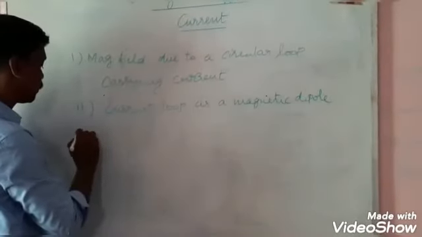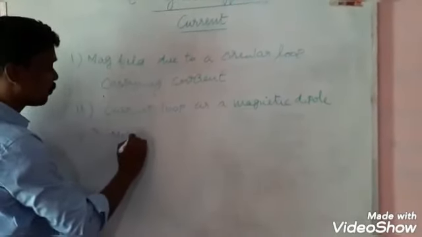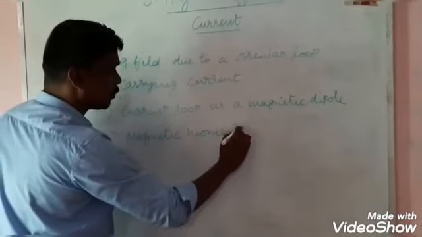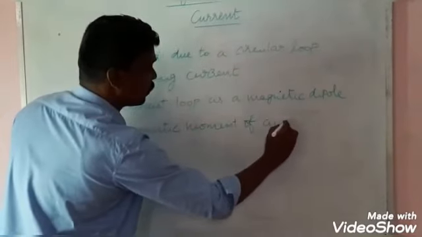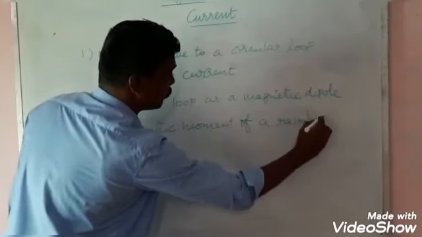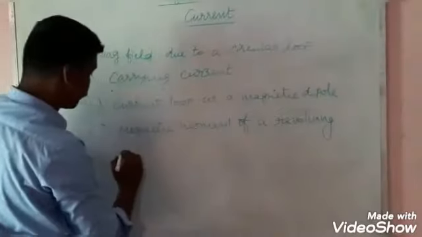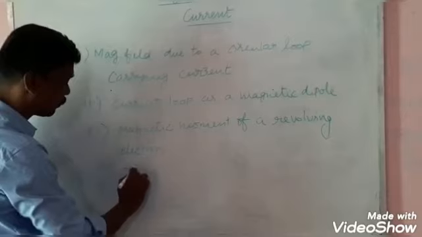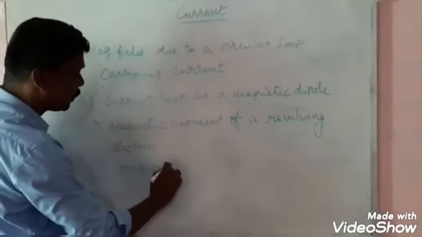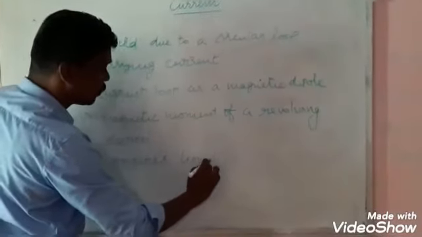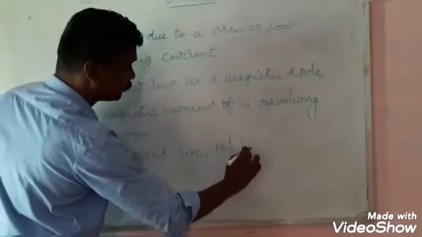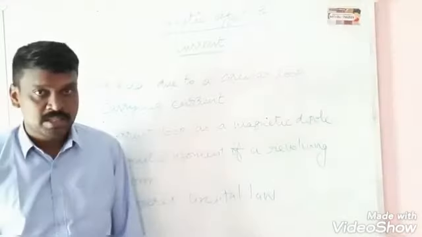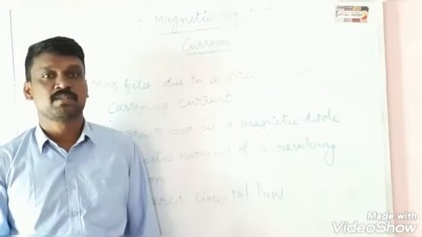And third, magnetic moment of a revolving electron. And fourth, Ampere's circuital law. Now we are going to see these topics through the animation videos.